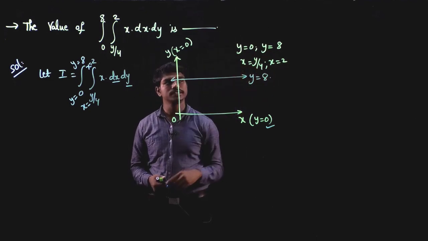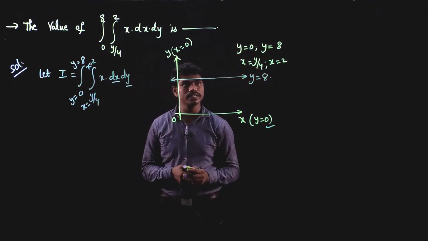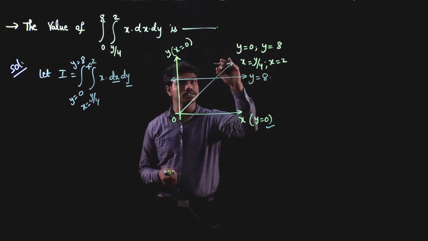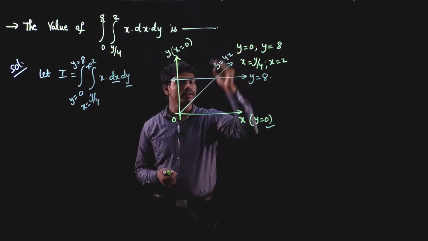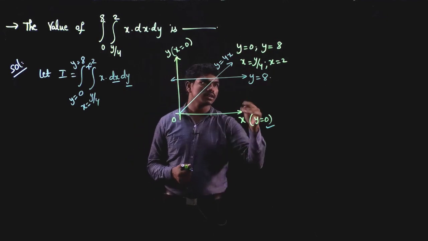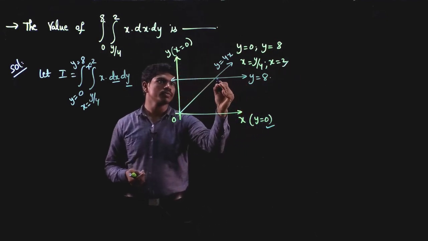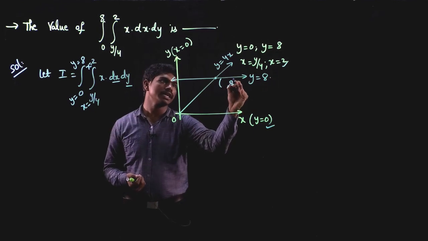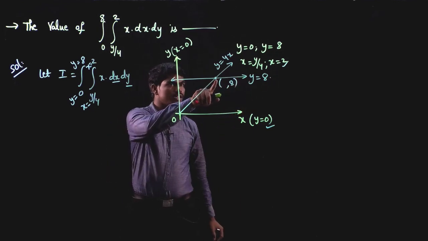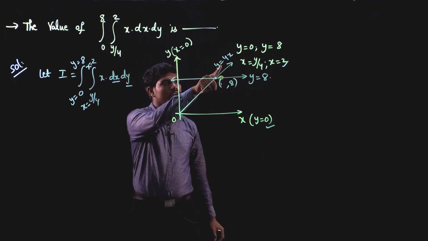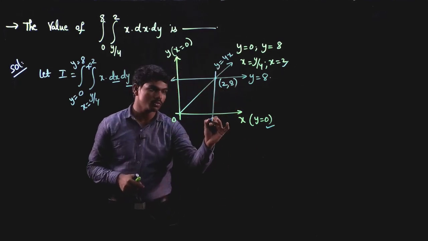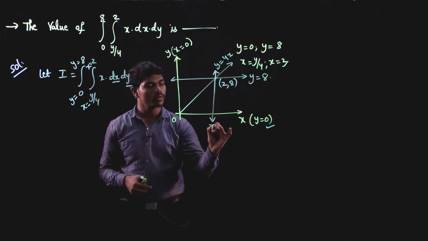What is the next equation? x is equal to y by 4, which is the same as y is equal to 4x. So the line y is equal to 4x passes through the origin, something like this. Now what is the last limit that we have? x is equal to 2. Look here, if you try to write the coordinates of this point, the y value is 8. So what is the x value? Since this point is lying on the line y is equal to 4x, if y is equal to 8, x will become 2. So the line x is equal to 2 may look something like this.